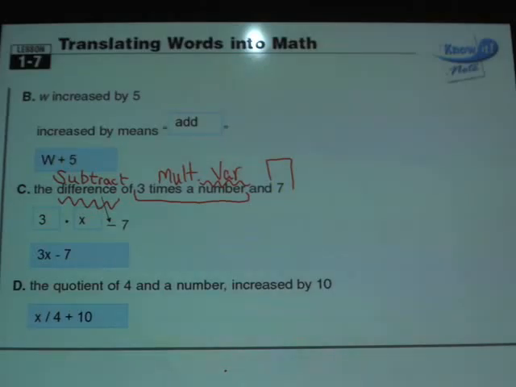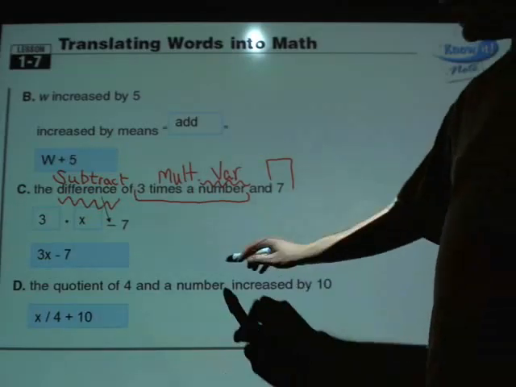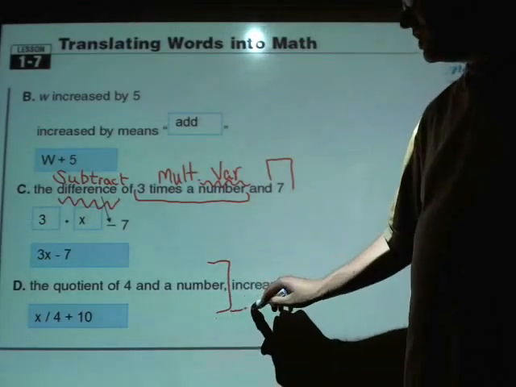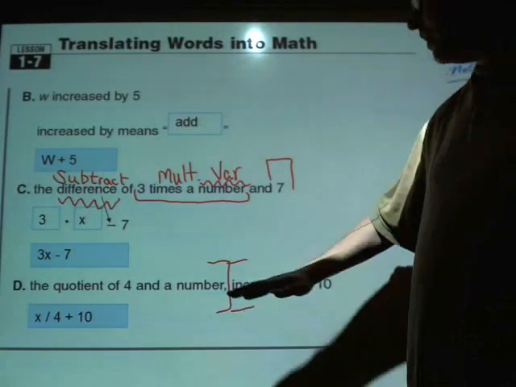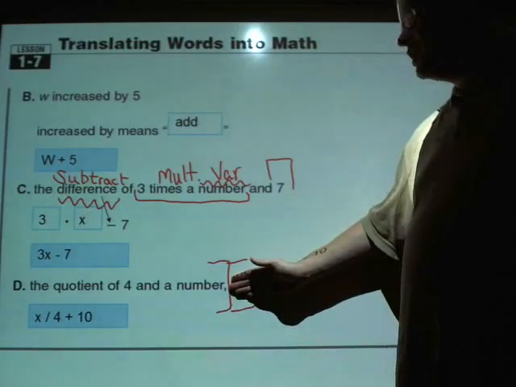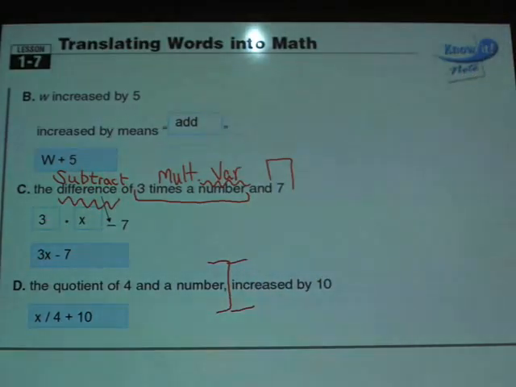Okay, let's look at the D question here. It says the quotient of 4 and a number increased by 10. So what's probably easiest for most of you looking at this is to treat this in 2 parts. All right, we'll start with the first part there, which says the quotient of 4 and a number. Well, quotient, if we look back at that list in red on the first slide, means division. So they want us to write a division problem that involves 4 and the number, which is, again, our variable.